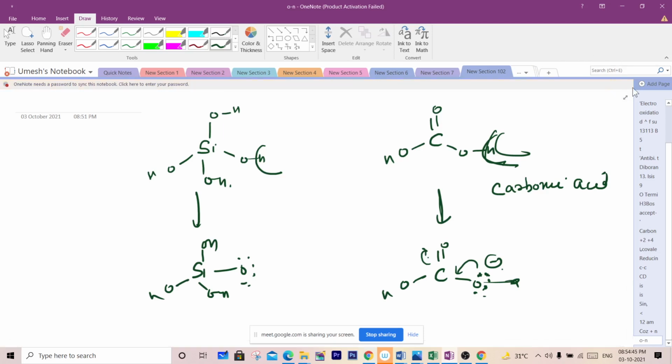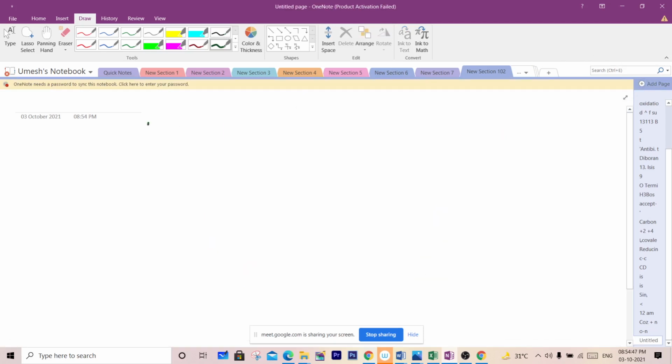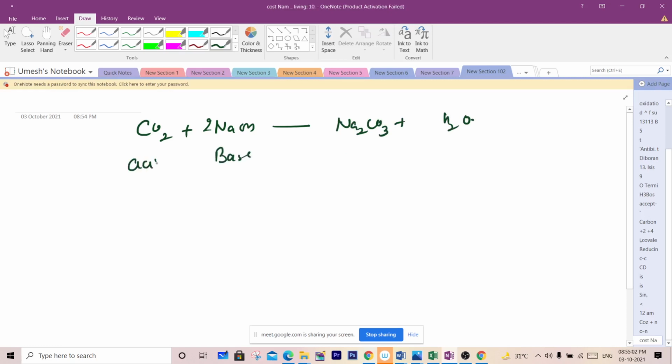Whenever carbon dioxide reacts with sodium hydroxide, which is the base, it will form Na2CO3 plus water. So you can see this is a base and this is an acid. It forms salt. It is a neutralization reaction.